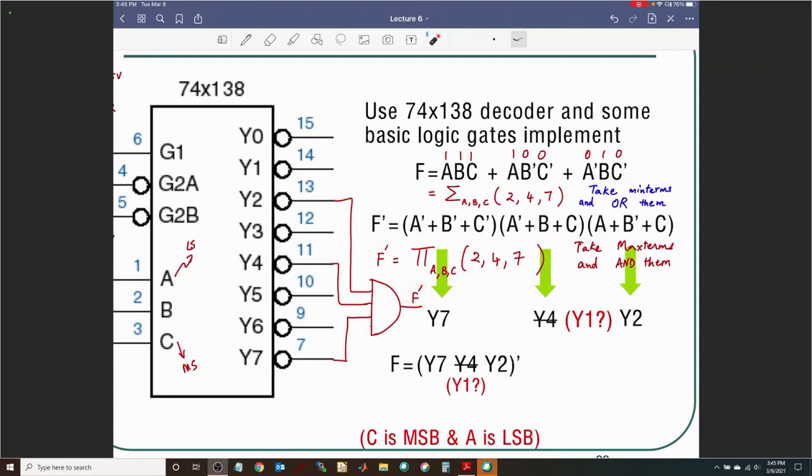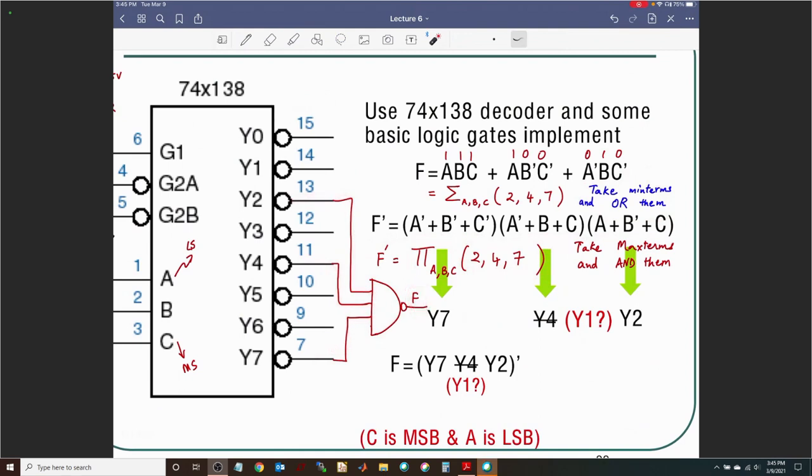I needed F. So what can I do? I can simply remove this and add a bubble. Done. So take the max terms, put them through a NAND gate, and you get the function F.